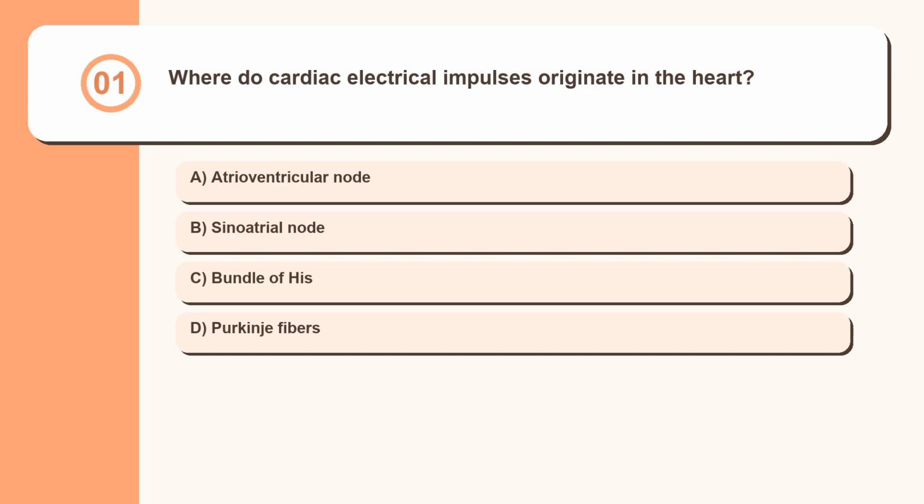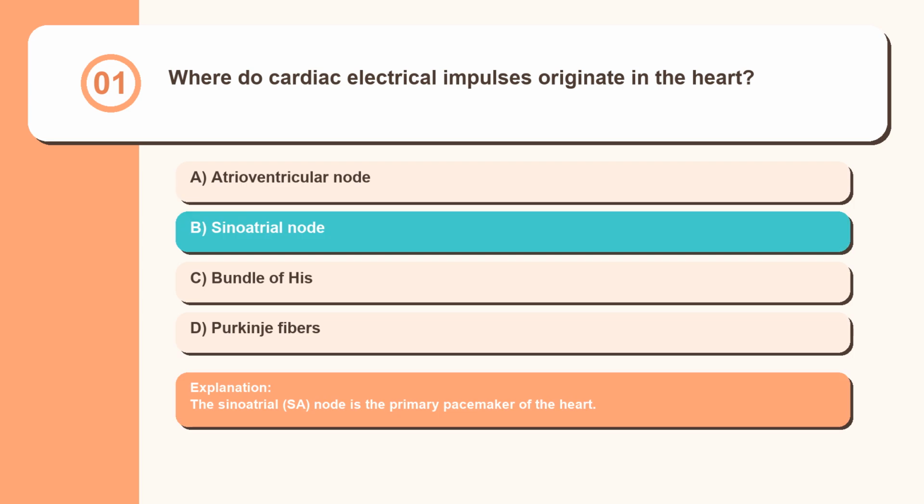Question 1. Where do cardiac electrical impulses originate in the heart? Atrioventricular node, sinoatrial node, bundle of His, Purkinje fibers. The sinoatrial (SA) node is the primary pacemaker of the heart.